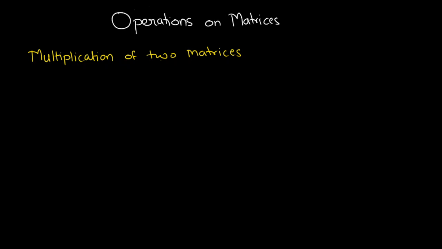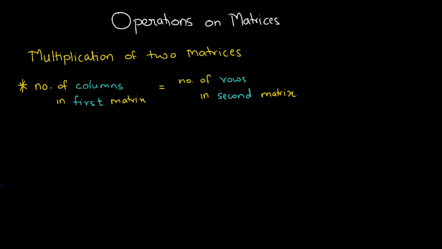The condition is that the number of columns of the first matrix must be equal to the number of rows of the second matrix. What that means is, for example, if I have a matrix A of the order 3 by 2, and another matrix B of the order, say, 2 by 1, right? As you can see, we've written the order of A as 3 by 2, which means 3 rows and 2 columns. The order of B is 2 by 1, which is 2 rows and 1 column.